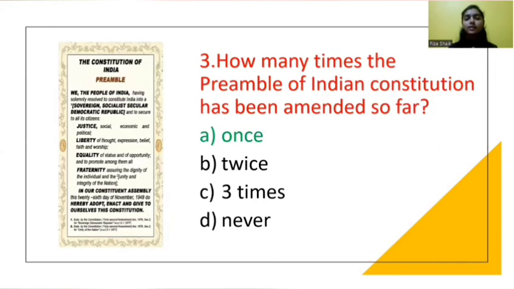Question number 3. How many times the preamble of Indian Constitution has been amended so far? Option A, once, option B, twice, option C, 3 times, option D, never. The preamble of Indian Constitution has been amended once.